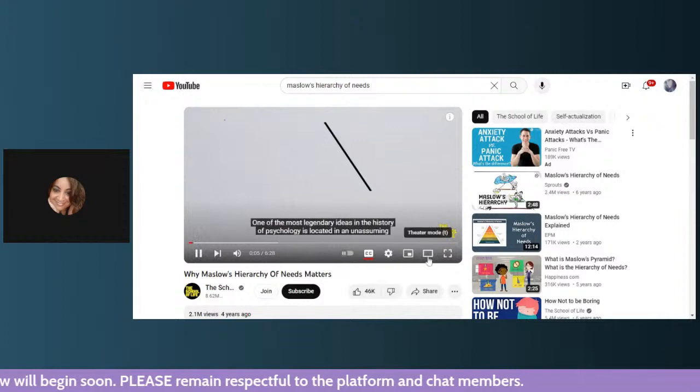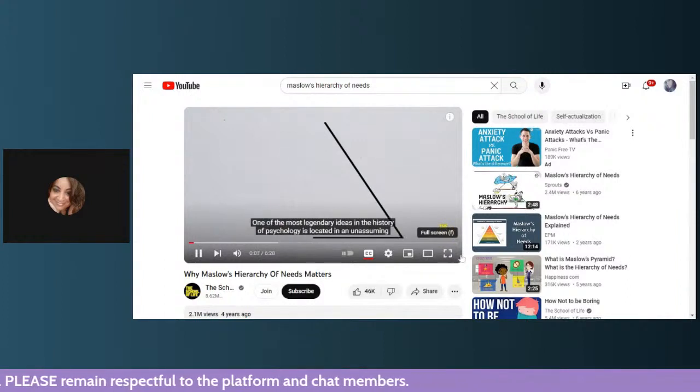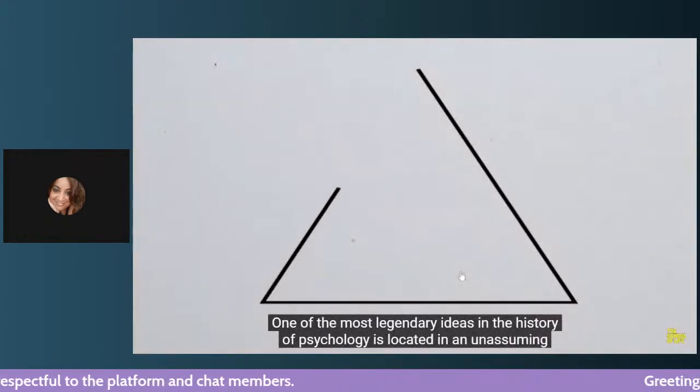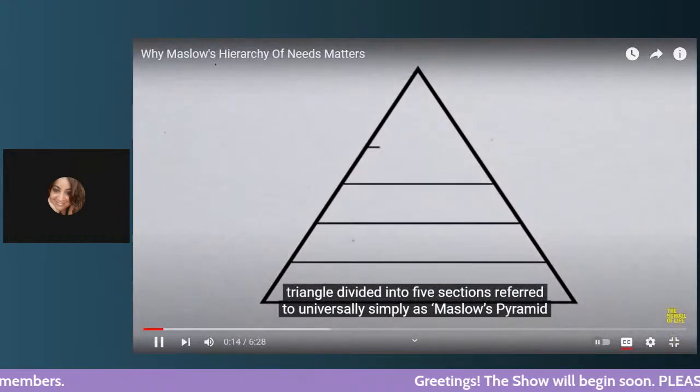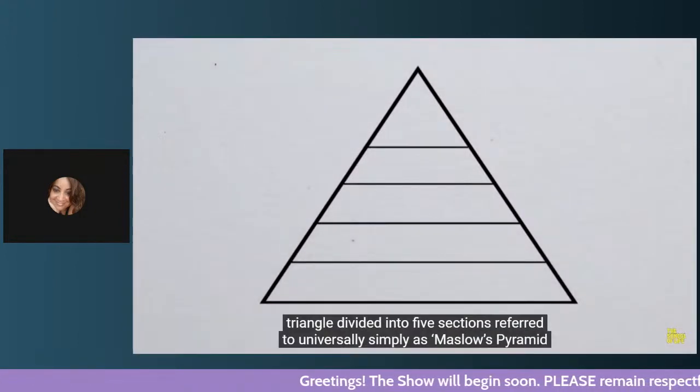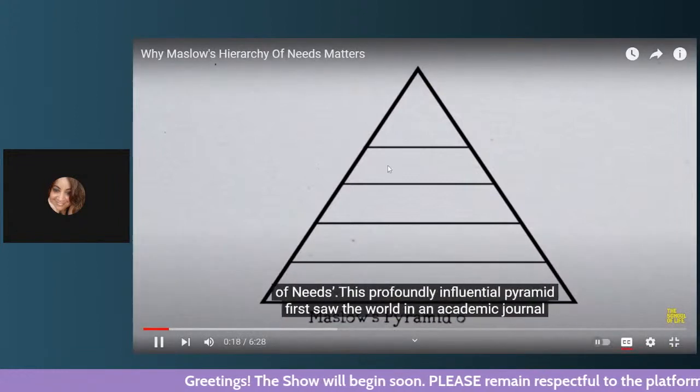One of the most legendary ideas in the history of psychology is located in an unassuming triangle divided into 5 sections, referred to universally simply as Maslow's pyramid of need.